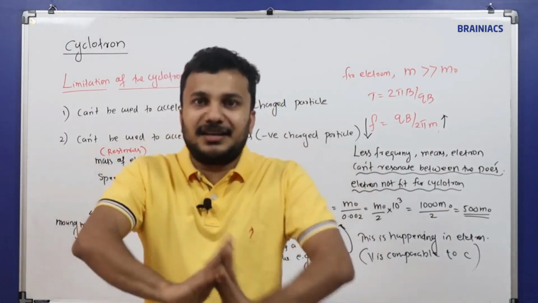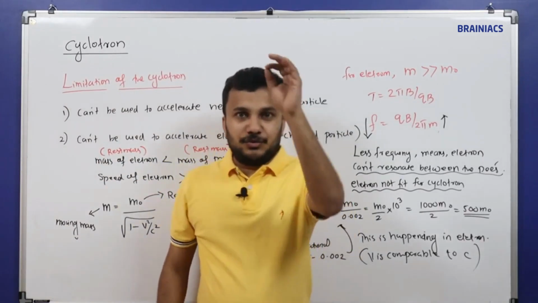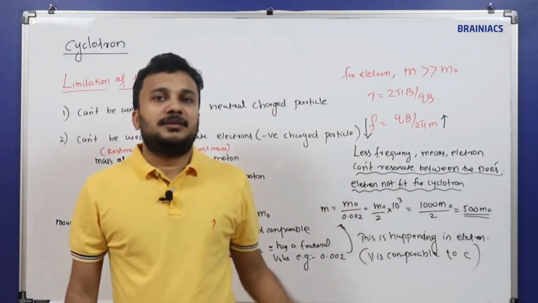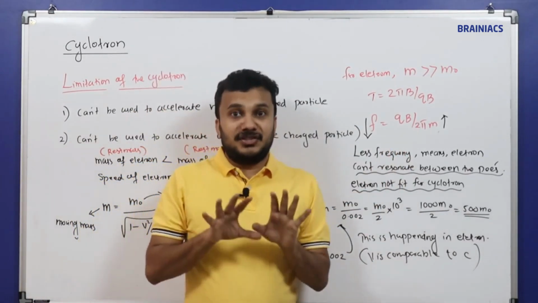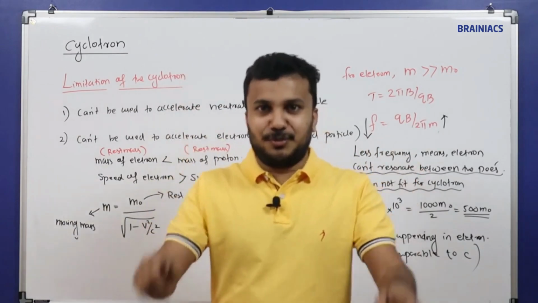Electron can't resonate means it can't rotate, it can't go out of the exit window, which means the electron is not fit for the cyclotron. These are the two limitations of the cyclotron. Hope you understood.